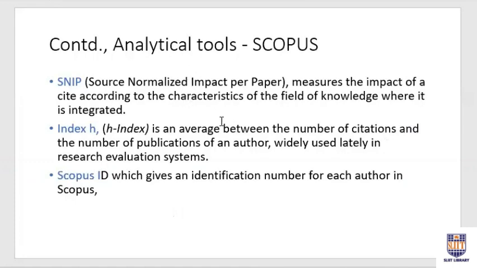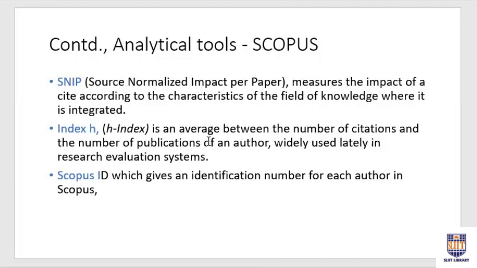Another one is the Source Normalized Impact per Paper, which measures the impact of the cited work according to the characteristics of the field of knowledge. That is very, very important. You know, medical science is different from computer science. Computer science is different from electrical engineering. Like that, different subject areas have different characteristics of their subject field. So this tool captures the characteristics of that specific field of knowledge. So it is important for you to understand this tool.